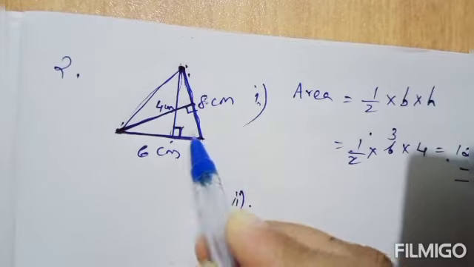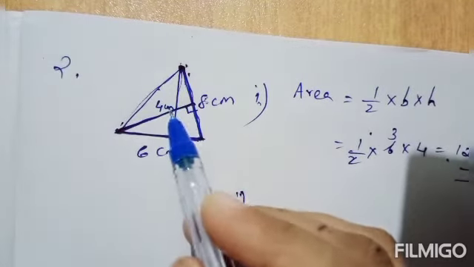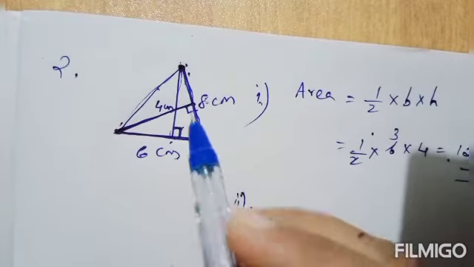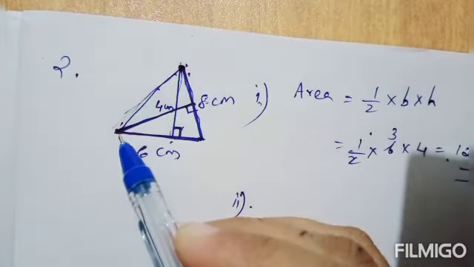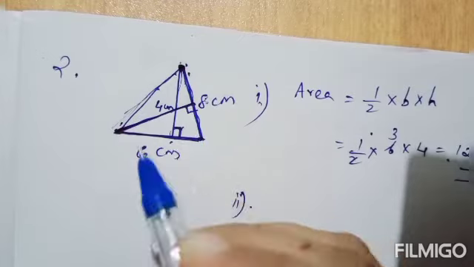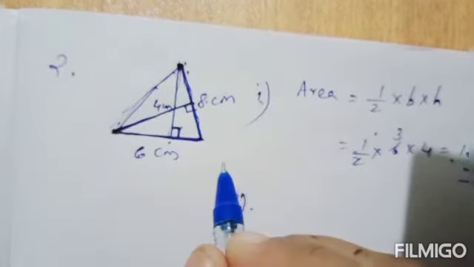Okay, similarly this side will also have its corresponding height. From its opposite vertex, if you draw a perpendicular, that will be the corresponding height of this side. So all three sides will have their corresponding heights.